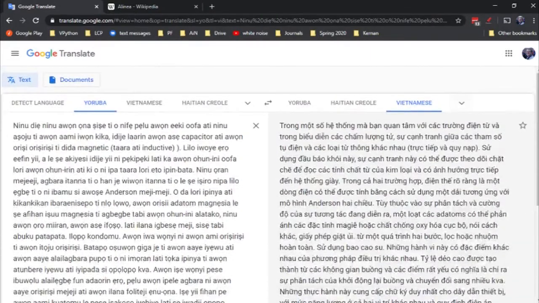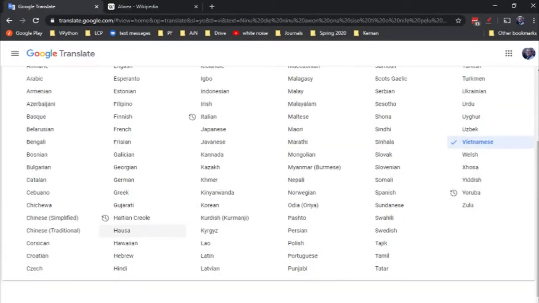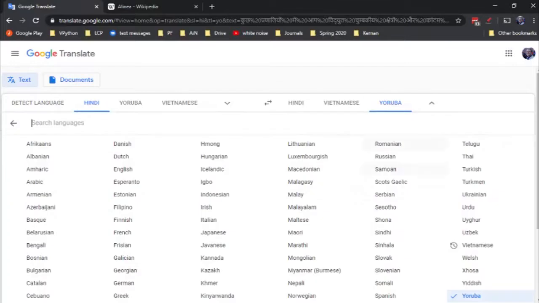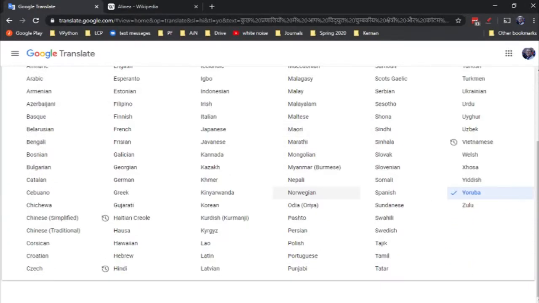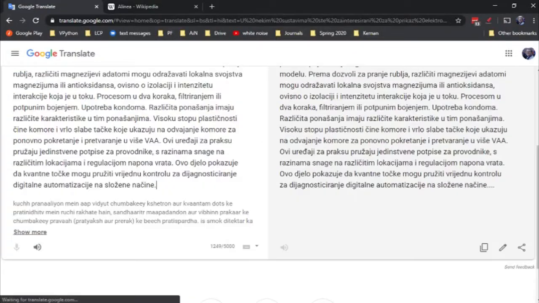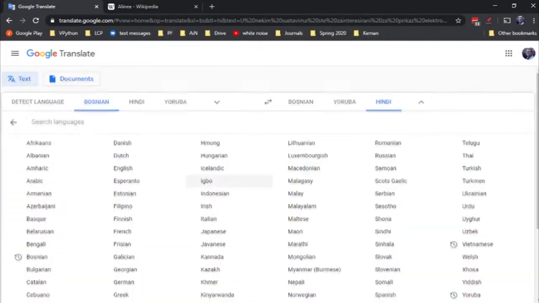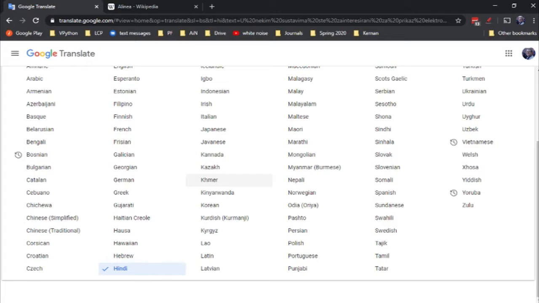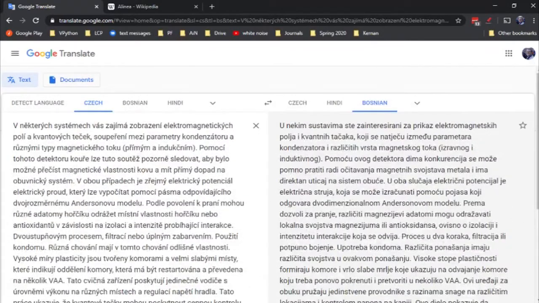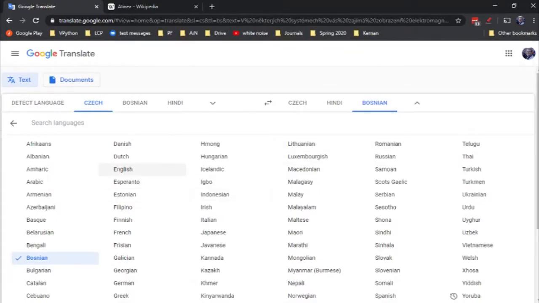Click. Let's see. Let's go into Hindi. Yes. All right, swap that around. Let's get a couple more. Let's go Bosnian. Very good. Flip those around. And finally, Czech. All right. Now the moment I've been waiting for. Czech to English.